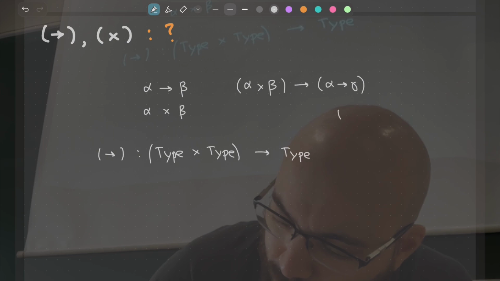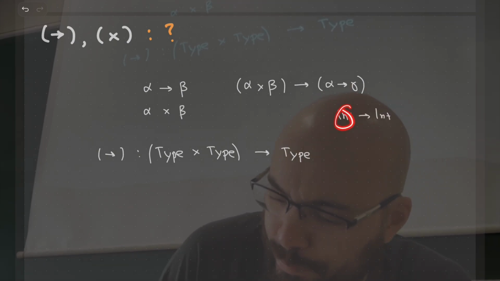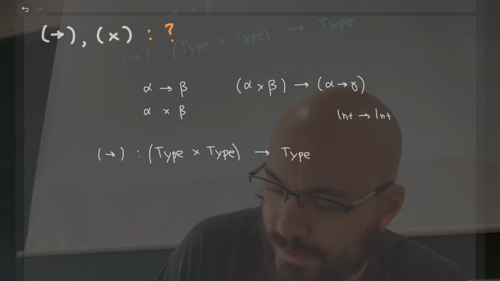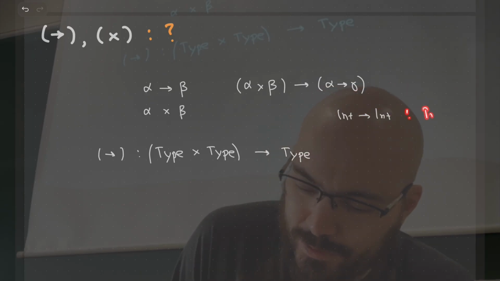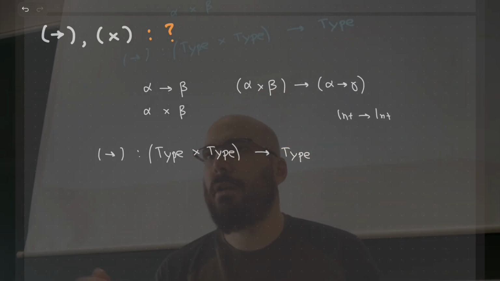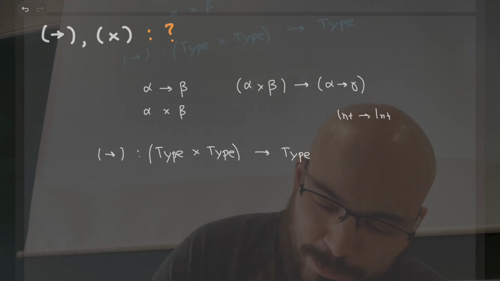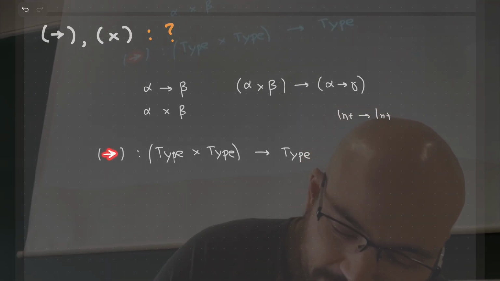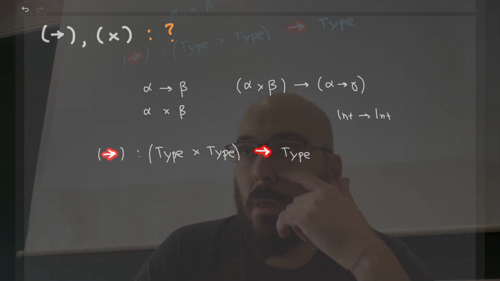Like when I write int to int, this thing is a type, this thing is a type, so what did this guy receive? A couple of types, and what did it become? The whole thing is a type. So it looks like it's getting a pair of types, and it's returning a type. But there is something not very comfortable here, because I'm saying what the type of this thing is, and it looks like I'm using it in its own type.